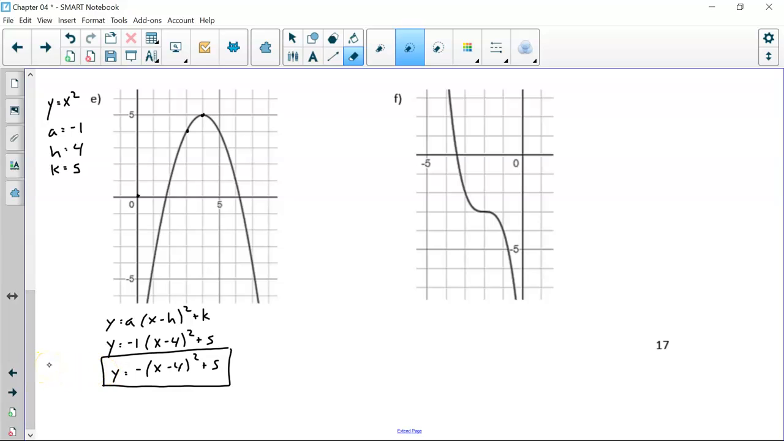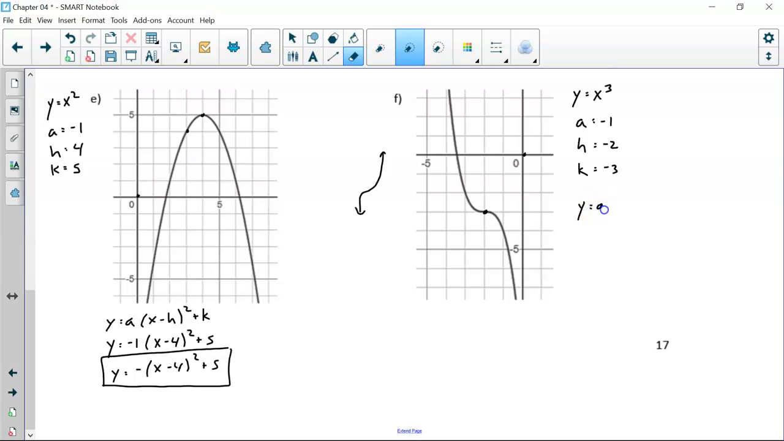And then finally f, the parent function is y equals x cubed. I'll tell you right now that a is not a positive 1 because normally a cubic goes like that. So a, it's got that x-axis reflection, it's a negative 1. H, we're moving from the origin to this point, so we're going to go to the left 2, and then we're going to go down 3, so k is a negative 3.